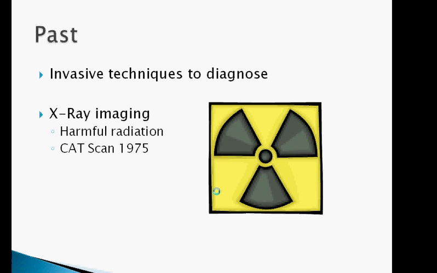The CAT scan was invented around the same time as the MRI, 1975. MRI was 1977. But the downfall of the CAT scan is that it also uses radiation. So the radiation can damage DNA and increase the risk of cancer.